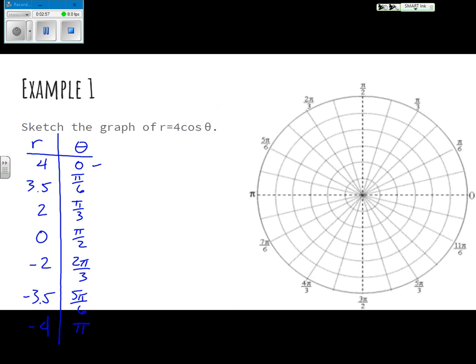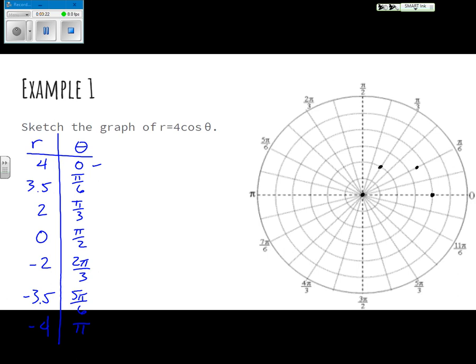Okay, let's go ahead and plot these, though, and see where they land. So radius of 4, my angle is 0. 1, 2, 3, 4. So that's going to land right here. If I go up pi over 6, I'm only wanting to come out 3.5. If I go up to pi over 3, I only come out 2. 1, 2. If I go to pi over 2, I don't go anywhere. So I'm just going to sit right there on the pole.